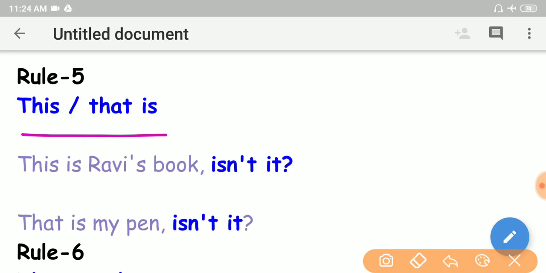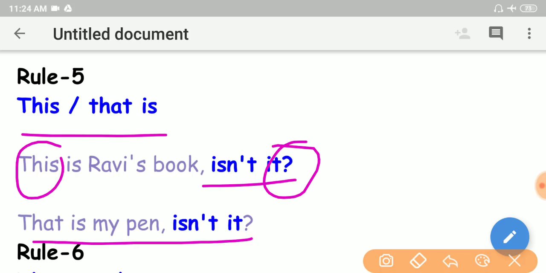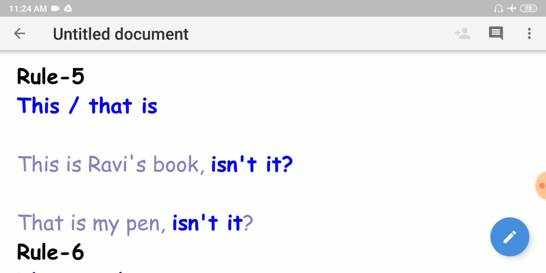This or that is. This is Ravi's book, then we must use isn't it. That is my pen, isn't it? So that means what you must understand here, this is also there. Isn't this we should not use. Isn't it is the correct one. Isn't that we need not use. So isn't it is the correct one, my dear friends. Instead of this or that, the subject it should be used, my dear friends. This is rule number 5.